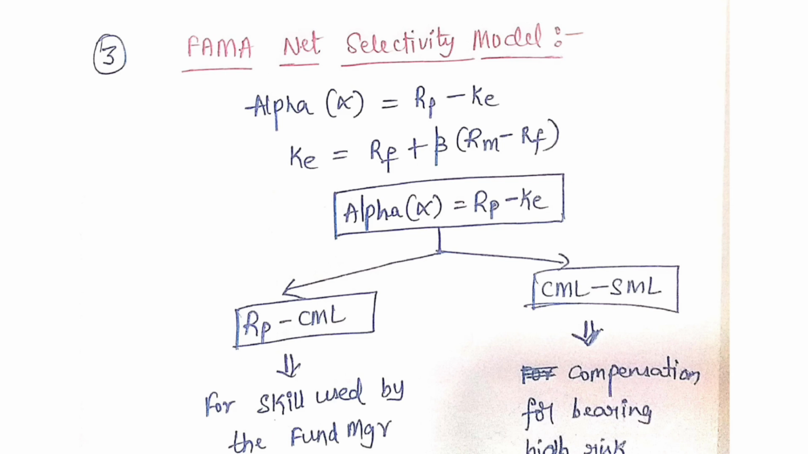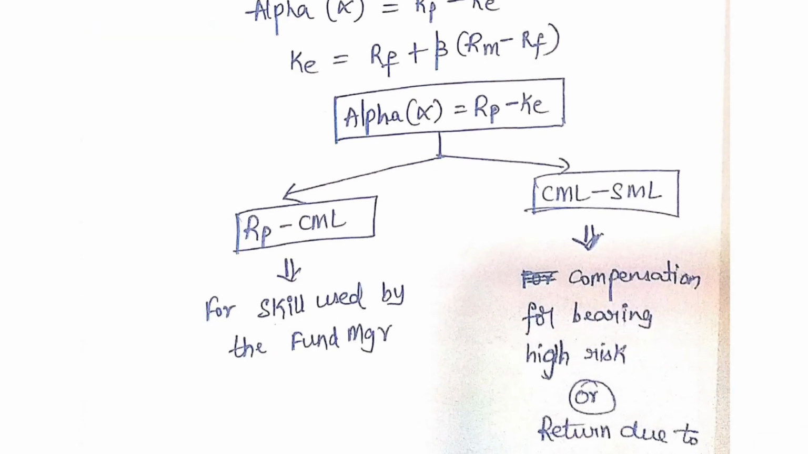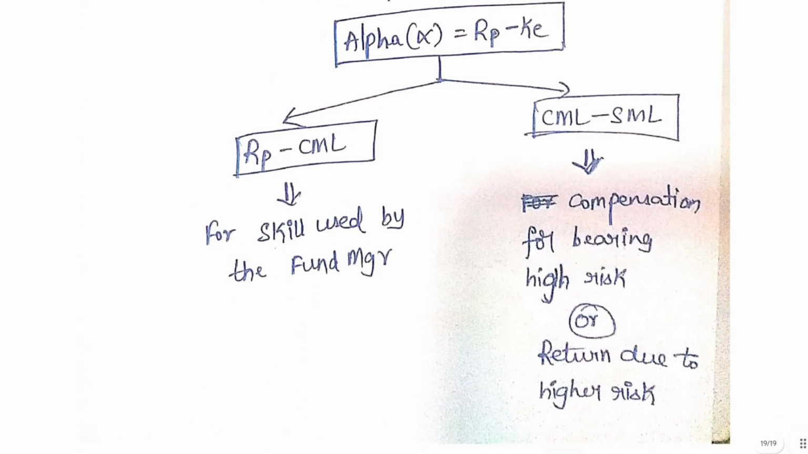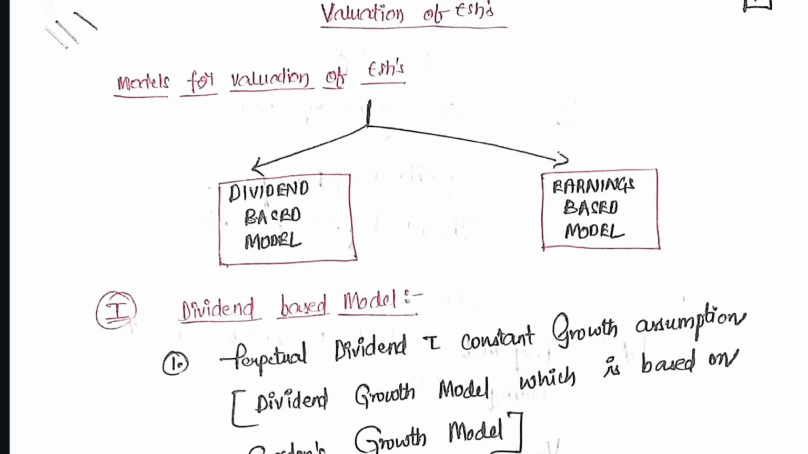So, in case of Fama net selectivity model, alpha equals RP minus KE. It is divided into two categories: RP minus capital market line, and capital market line less securities market line. Capital market line minus securities market line is the compensation for bearing higher risk, or the return due to bearing higher risk.